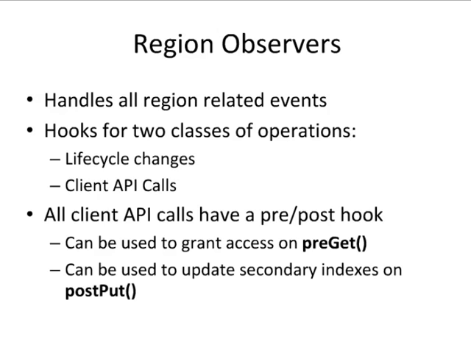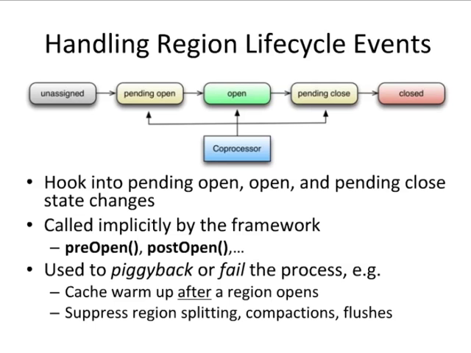So again, you can use it to ramp things up. I have an example here. You can piggyback or fail the process. For example, you can do a cache warm-up after region has opened, or you can suppress splitting and a few other things in other events. So just saying that you have not only the start and stop of the entire coprocessor lifecycle, you have also a per region lifecycle you can hook into and trigger certain events. For example, warming up a cache.